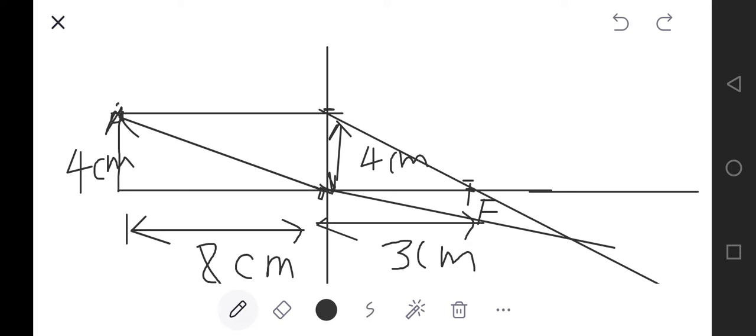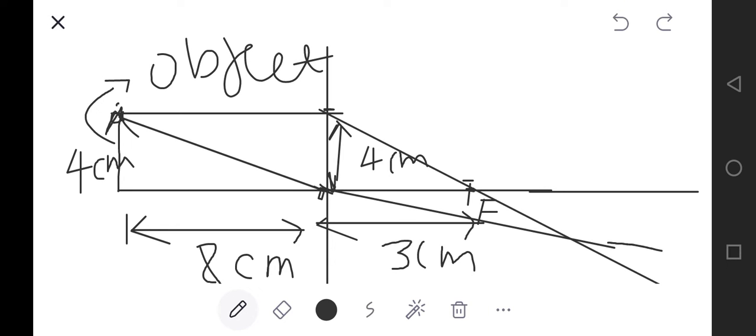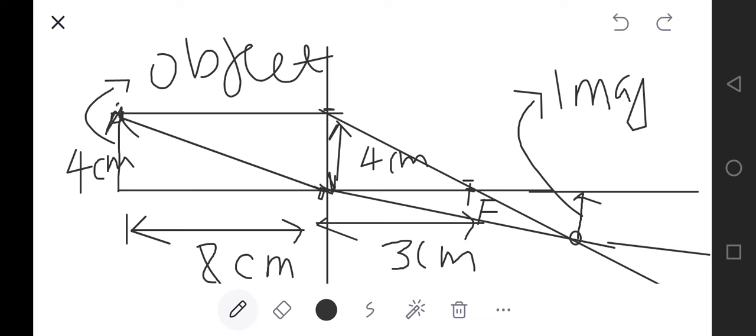Okay. So now, this is your object there. So where these two have met, this part where they have met, you draw it like so. So what have you done? That is your object. That's your image. That's the image.